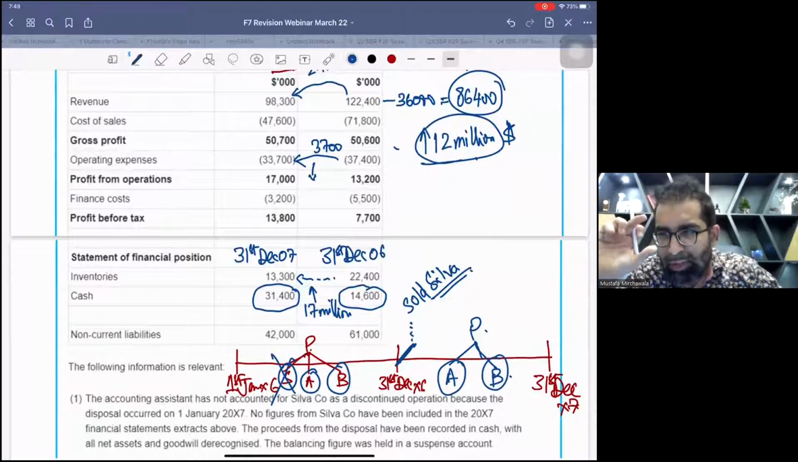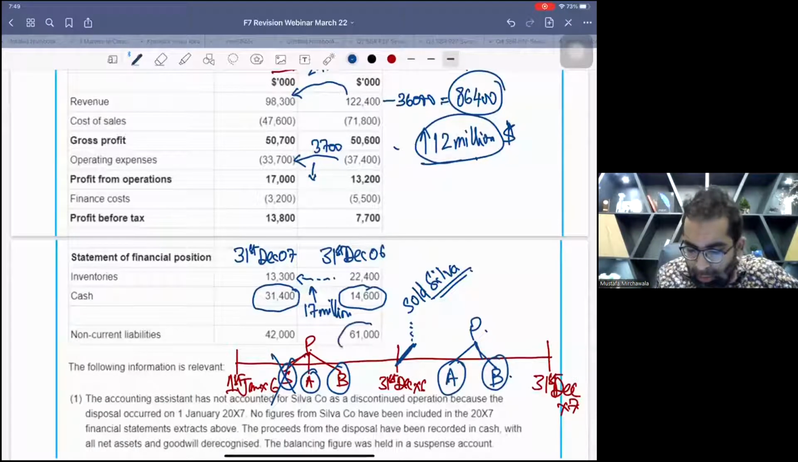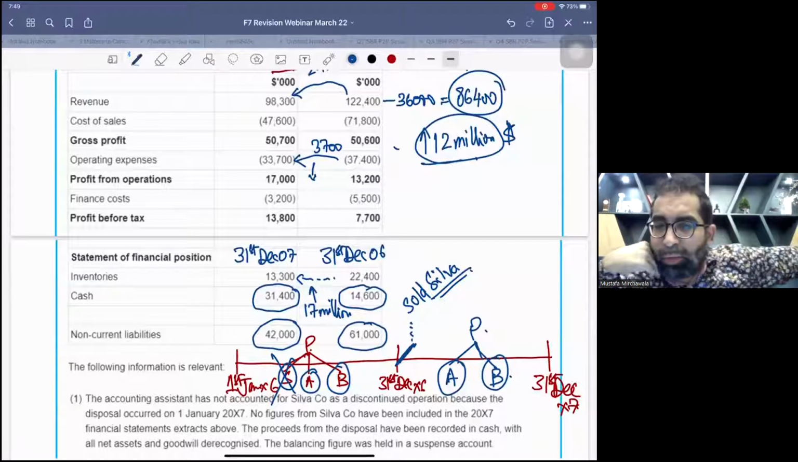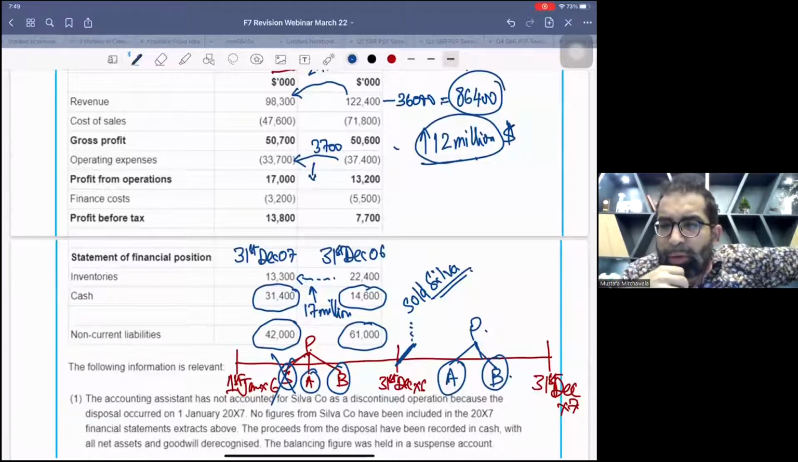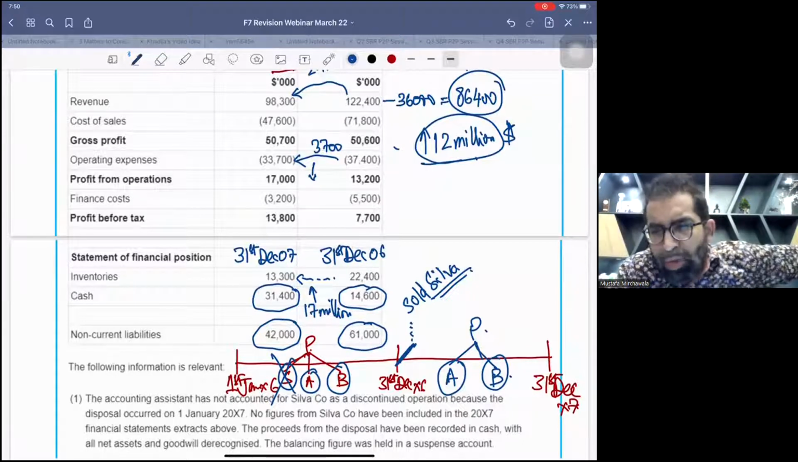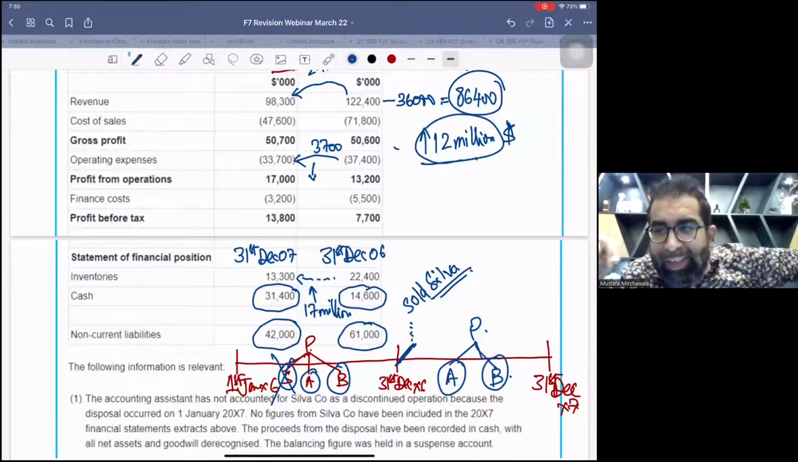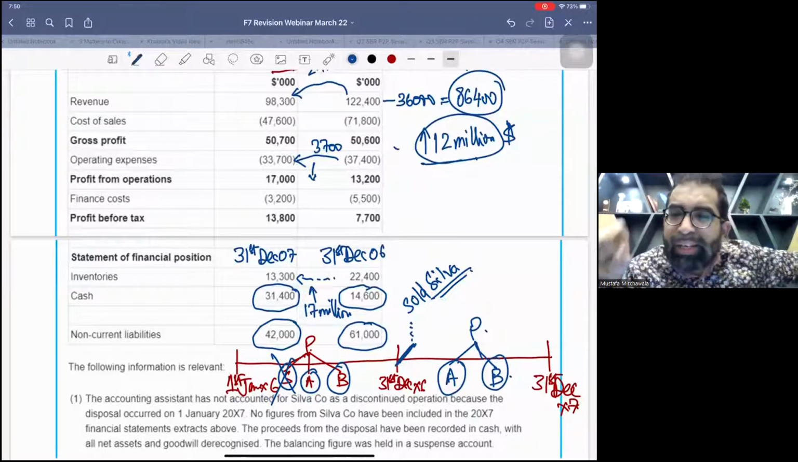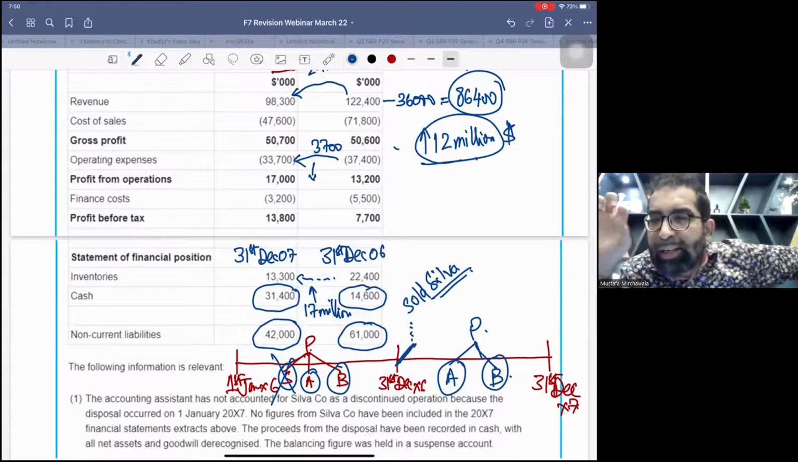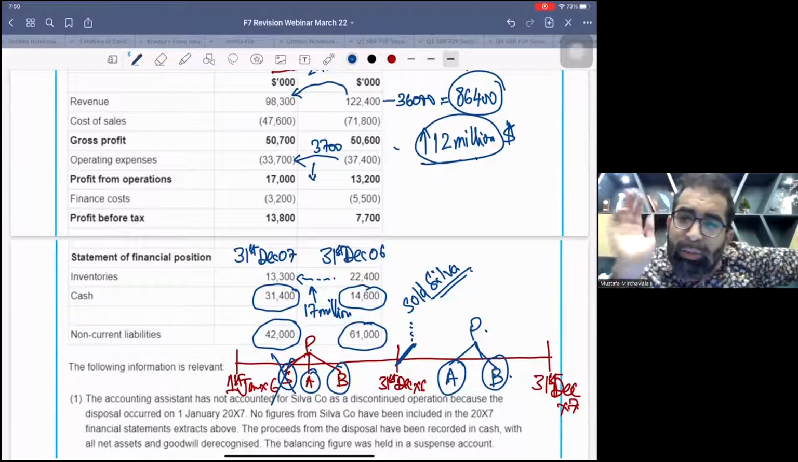Giving you some chunks. See, last year non-current liabilities were 61,000 and this year 42,000. So non-current liabilities decreased by 19 million. 61 minus 42 is 19 million. So there is a possibility. Just hope you remember my dialogues. In ratio analysis, we have to use maybe, possible. There is a possibility that some of the cash we received from the disposal of that company, we used to repay the loan.